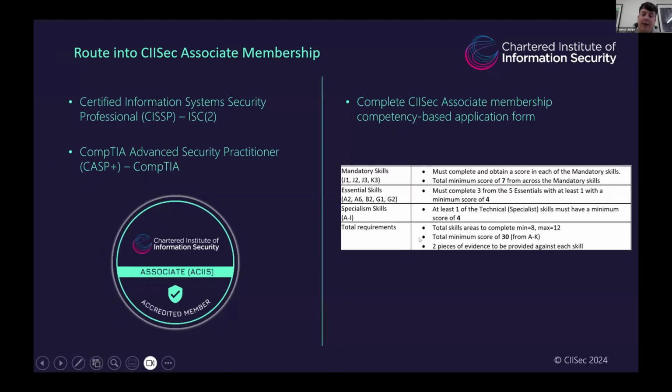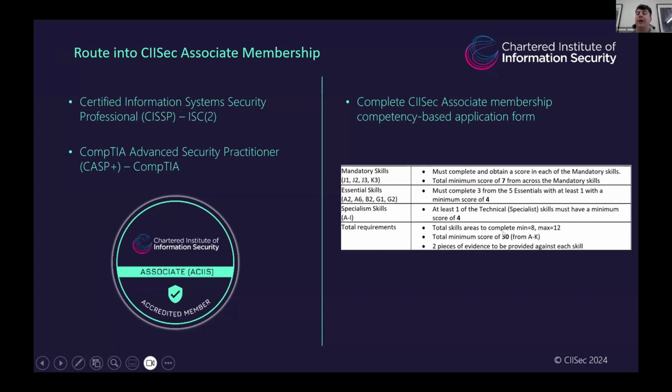I've put a little snapshot in there of what it looks like. So the mandatory skills you have to provide evidence against, and there are J skills and that K. The essential skills, there's a list of 5 that you get to choose from. You have to complete 3 of the 5 from that. And then the specialism skills, you get to choose which ones you provide evidence against.